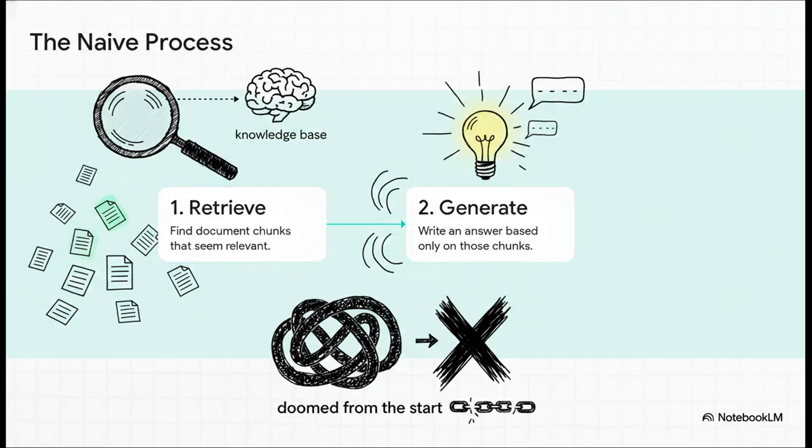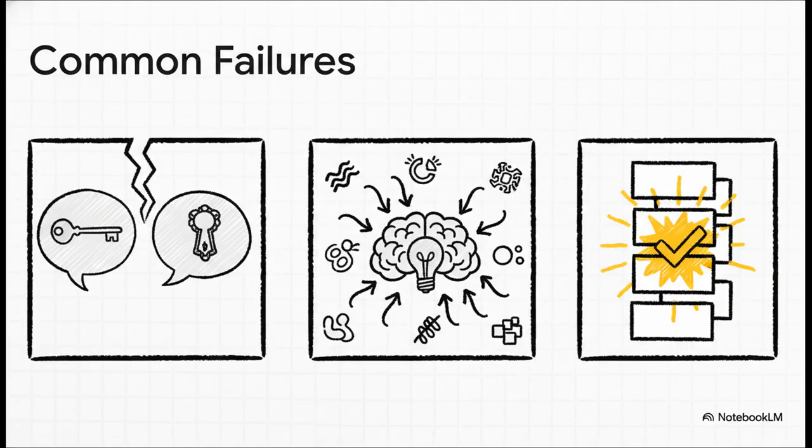This naive process is basically a two-step dance. First, it retrieves chunks of text from its knowledge base that seem to match the words in your question. Then second, it generates an answer using only those chunks it found. And here's the kicker. If it grabs the wrong info in step 1, the final answer is doomed from the very start. Garbage in, garbage out. And this simple process fails in a few key ways.